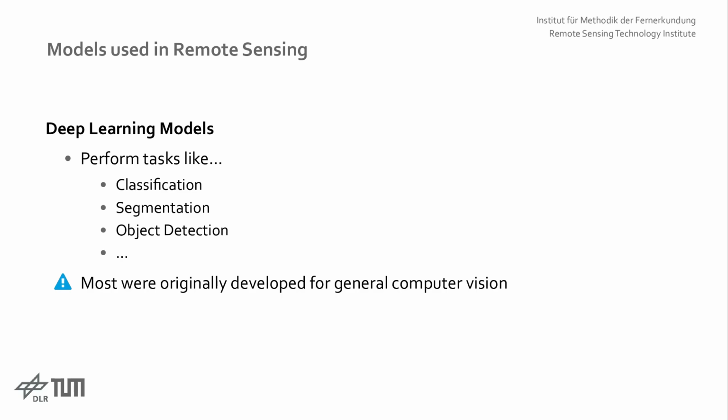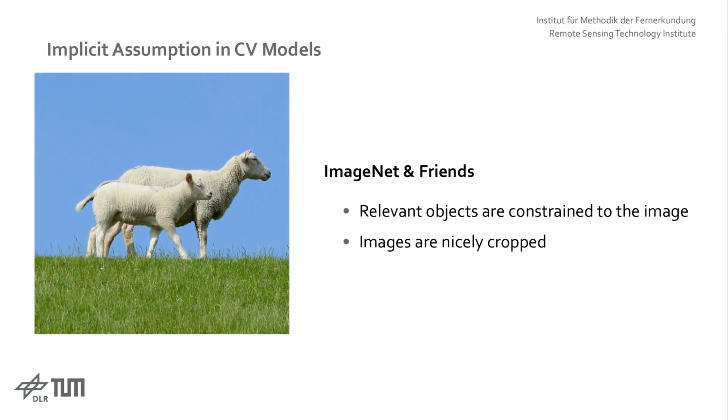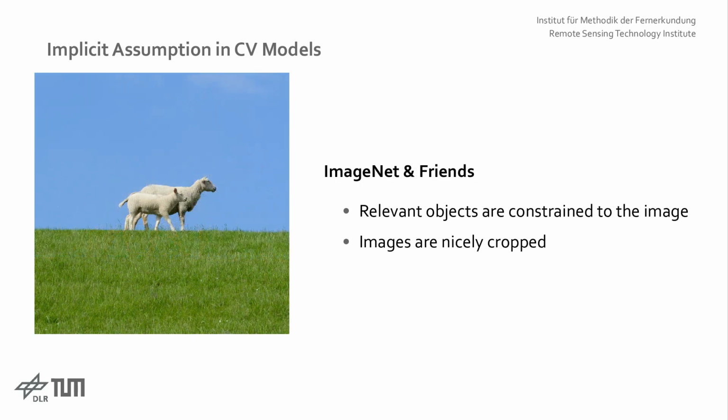To understand what I mean by this, let's look at an example. The convolutional neural networks, or CNNs, that we use today are tweaked to perform well on datasets like ImageNet. Here, the relevant objects are constrained to the image. In the image on the left, for example, it is easy to see that this picture belongs to the sheep class. And zooming out rarely reveals any useful information for this kind of imagery. On the contrary, if we zoom out, we might actually confuse the model when new confounding objects come into the frame.